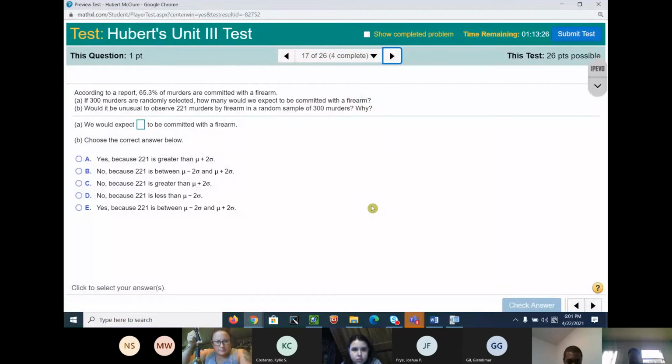Okay, we did this one in class. According to a report, 65.3% of murders are committed by people with a firearm.